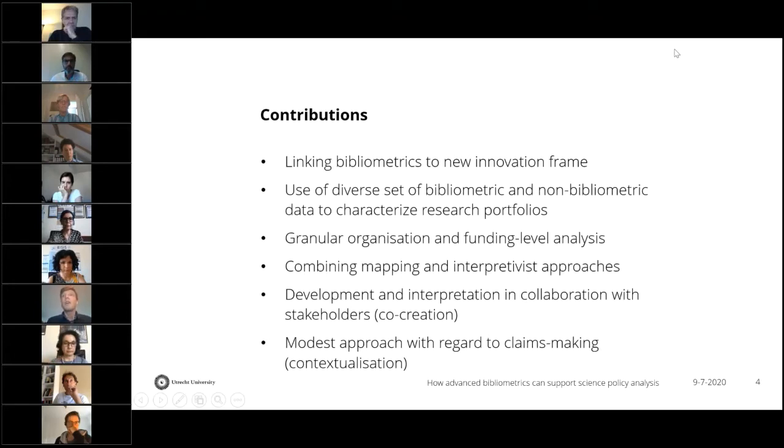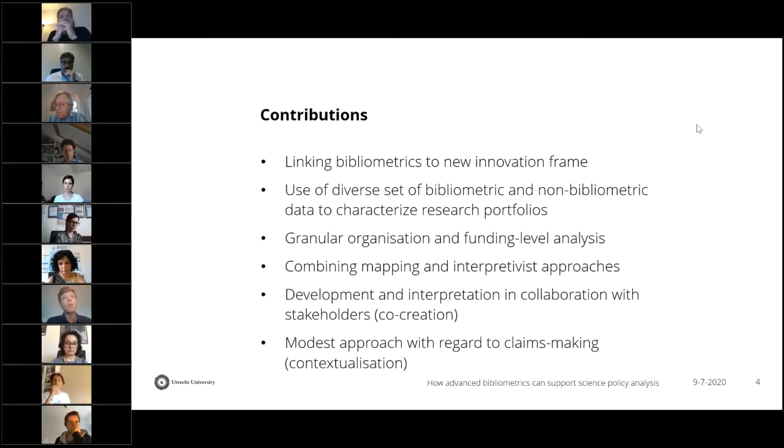What are the contributions of that approach? I think a real contribution is that this links bibliometric approaches to a new innovation frame, an innovation frame of mission orientation, and inclusiveness and transformation, as Ismail Raffles already explained at the beginning. I think it's also a contribution that this relies on a very diverse set of bibliometric and non-bibliometric data to characterize research portfolios. So that goes beyond what has traditionally been done.